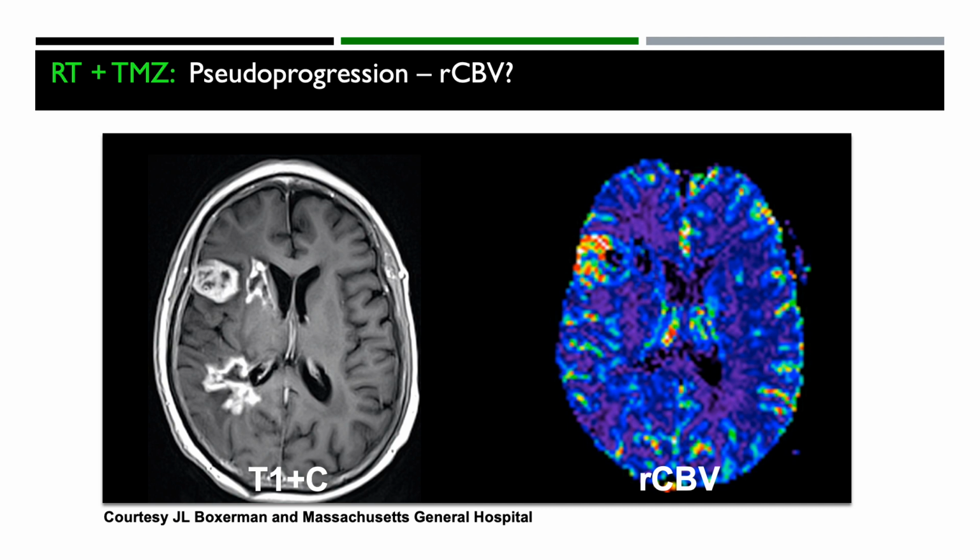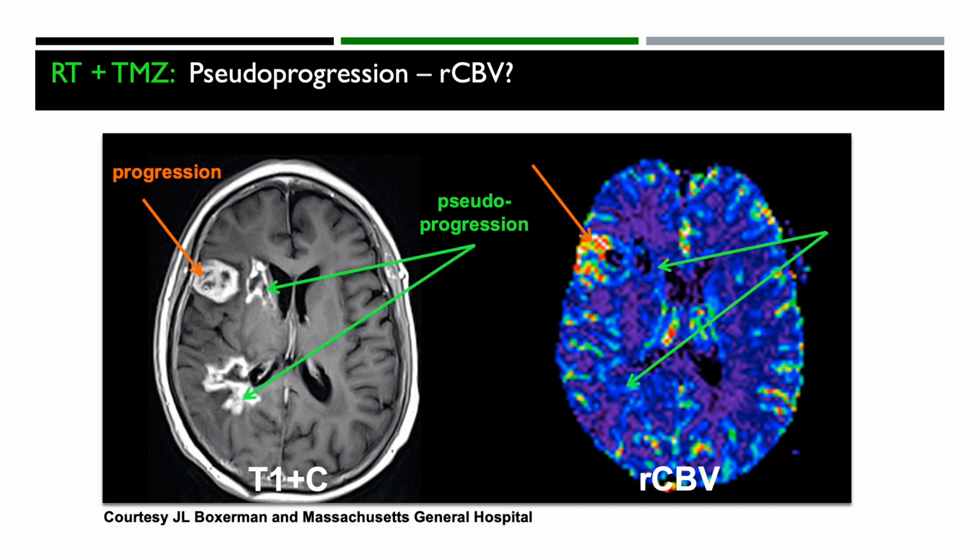So this is where rCBV can also provide some really important information on pseudoprogression. And this is an example of, again, a patient that was treated, and you have 3 different areas of enhancement. If you look at the corresponding rCBV map, there's one area with a high level of rCBV and not so much in the other 2 areas. In fact, the tissue confirmed that this was true progression, and these other areas were pseudoprogression. So here's a good indication that rCBV can be very useful.